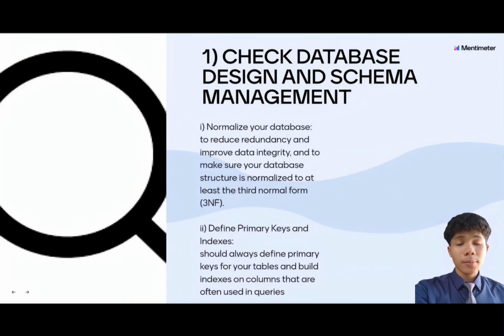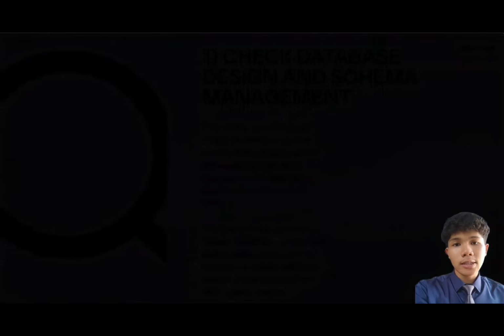So the next part is recommendations for MySQL. So the first recommendation is to check database design and schema management. Normalize your database to reduce data redundancy and improve data integrity, and make sure your database structure is normalized to at least the third normal form, 3NF. Number 2 is define primary keys and indexes. You should always define primary keys for your tables and index columns that are often used in queries.